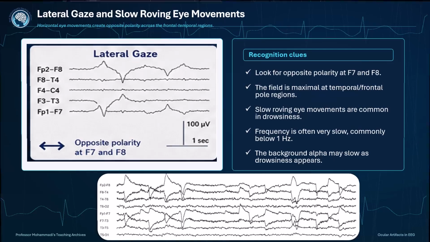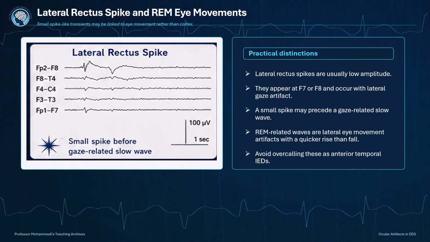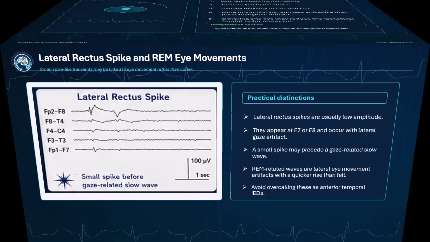Next slide, please. Lateral rectus spikes are classic mimics of anterior temporal epileptiform activity. They are brief motor unit potentials and can look sharp and stereotyped. The protective strategy is to look for the accompanying lateral eye movement slow wave, the location at F7 or F8, and the low amplitude of the transient. REM eye movements create another state-specific ocular pattern, usually recognized in the context of sleep staging and characteristic lateral eye movement waves.